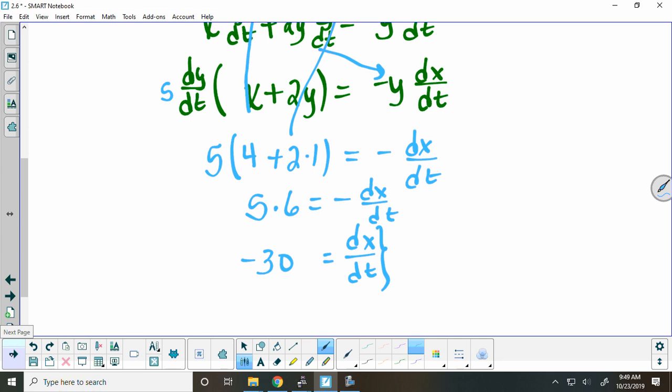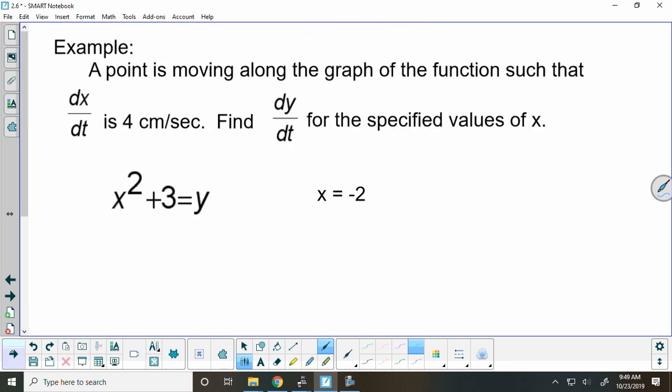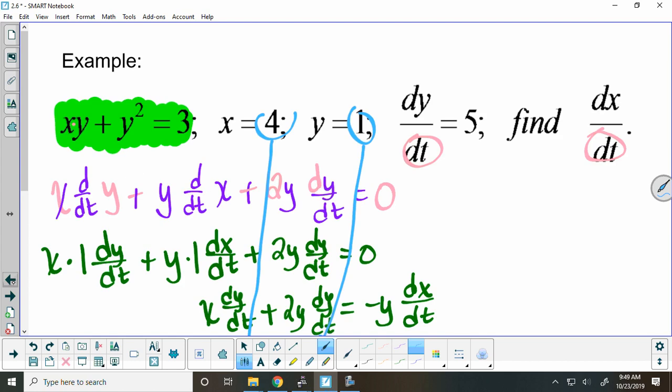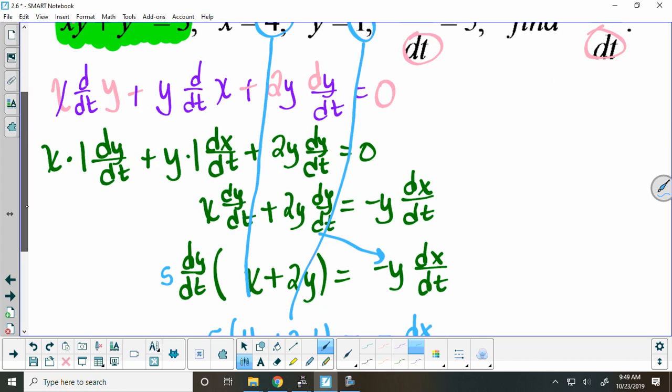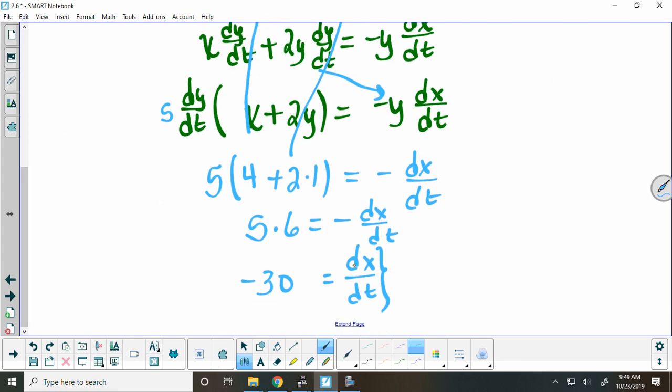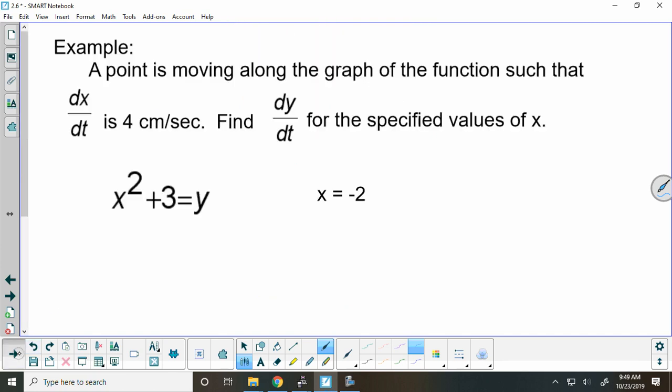All right, so the question is, yes. Oh, I was just saying that this is a rate. No, not really. And this rate tells us that whatever x represents, it's decreasing. So a point is moving along the graph. This is the same thing.